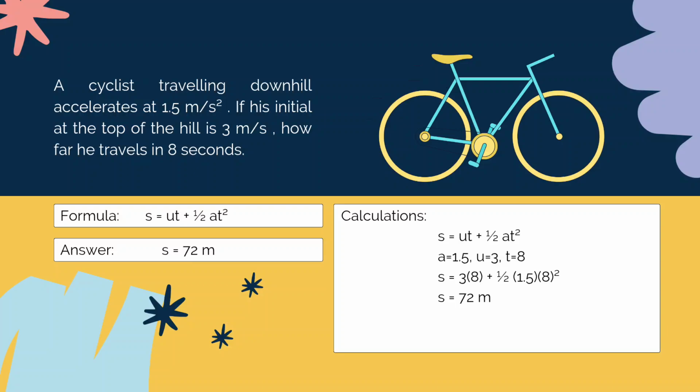3 times 8 gives us 24. 8 squared is 64 and half of that is 32. Then 32 multiplied by 1.5 gives us 48. Finally, we add those two parts together. 24 plus 48 equals 72. So our final answer is the cyclist travels a total distance of 72 meters down the hill in those 8 seconds.